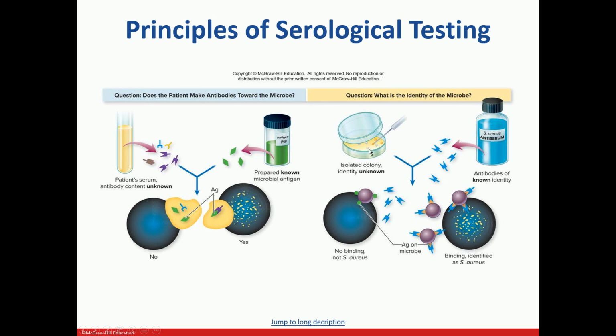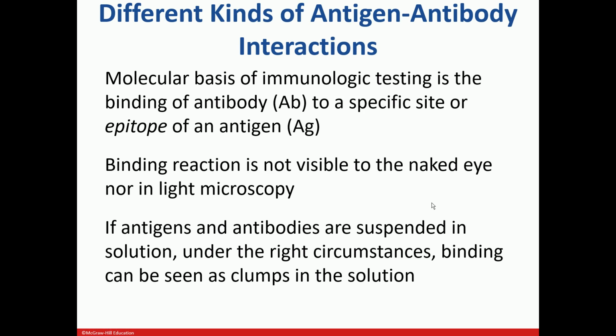So you can take these bacterial cells, and they will have those antigens on them. Okay, so this is the bacterial cell and these are the antigens on the microbe, and you can mix them with the serum. These are the antibodies against Staphylococcus aureus. Now suppose these antibodies bind to this microbe. Then we know that this microbe is Staphylococcus aureus. But if they do not bind, then it is not Staphylococcus aureus.